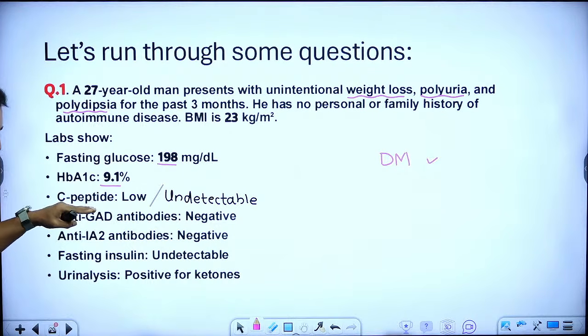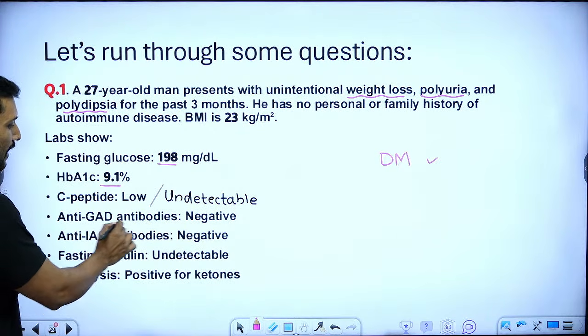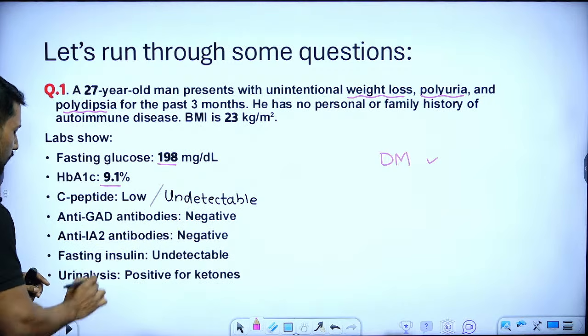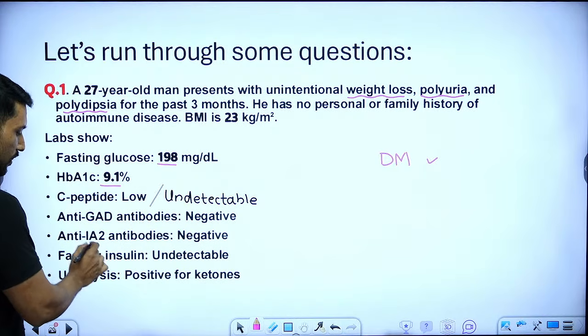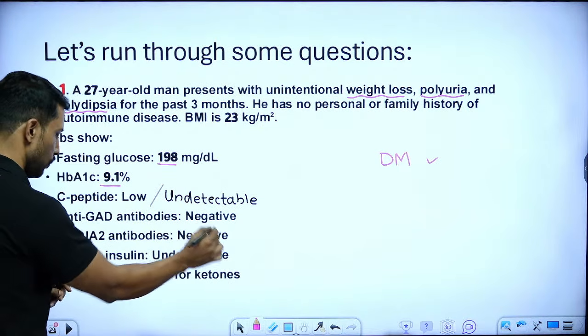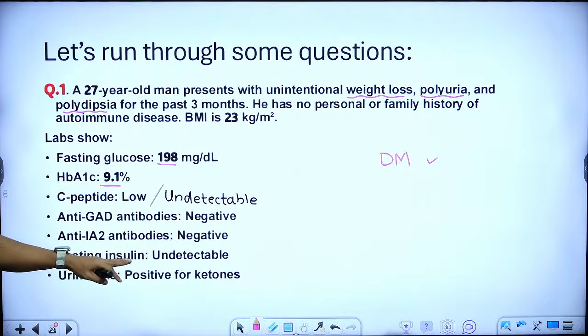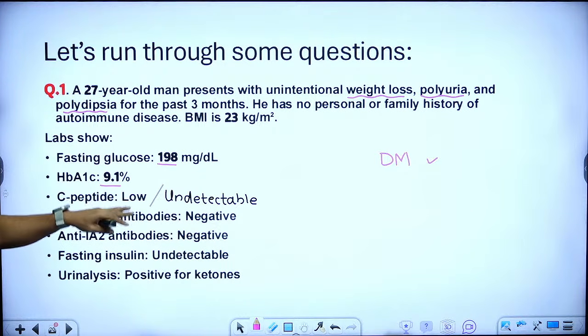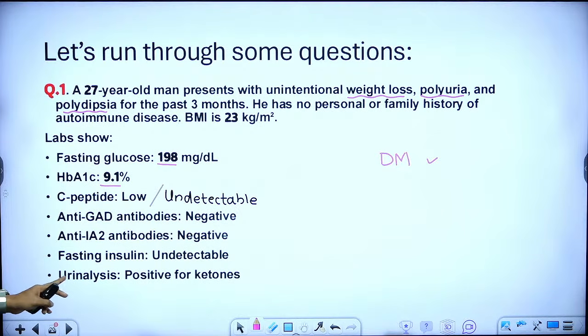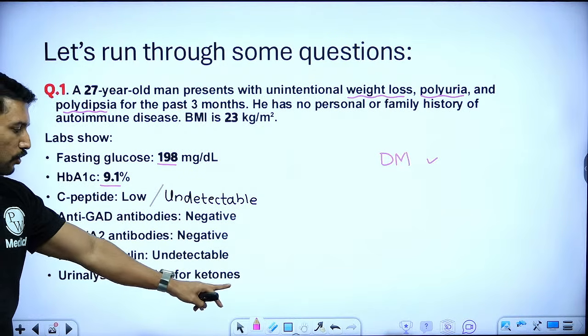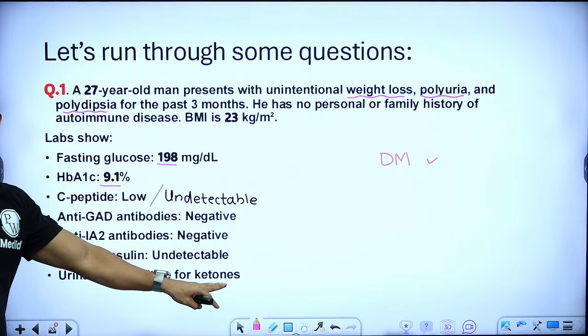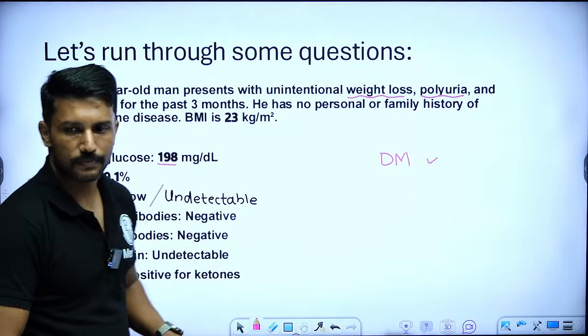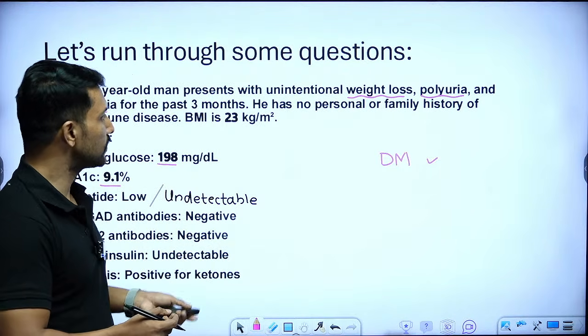Now what I get to know next: C-peptide level is low or undetectable. Then anti-GAD antibodies are negative. Anti-IA2 antibodies, insulinoma-associated 2 antibodies, are also negative. Fasting insulin level is undetectable. So C-peptide and insulin levels are undetectable. And the patient is having urine ketones. He is prone to ketosis. Okay. So now which type of diabetes is it?